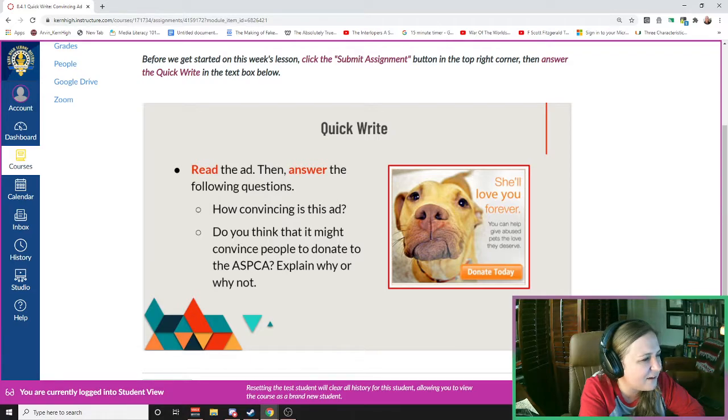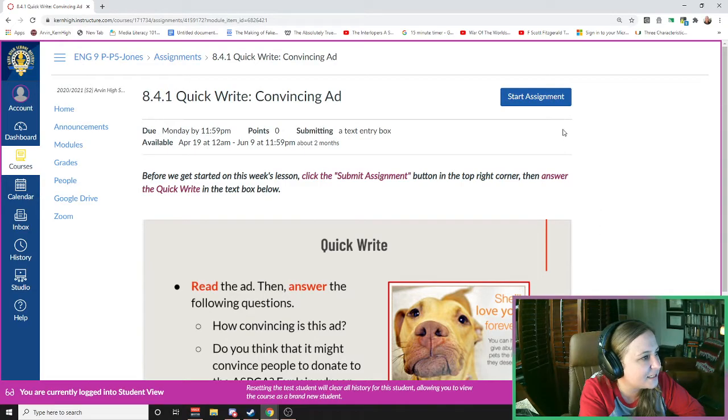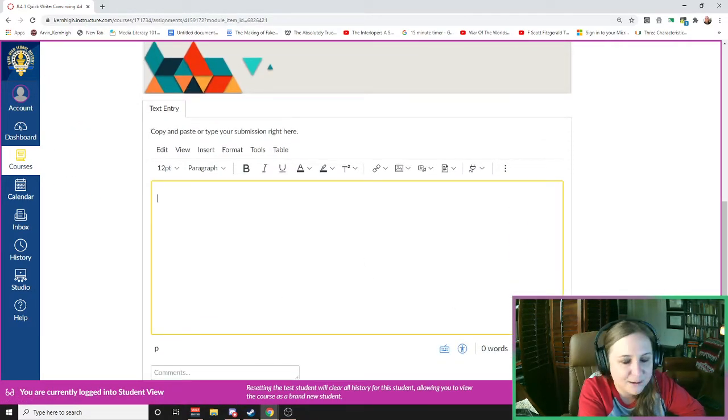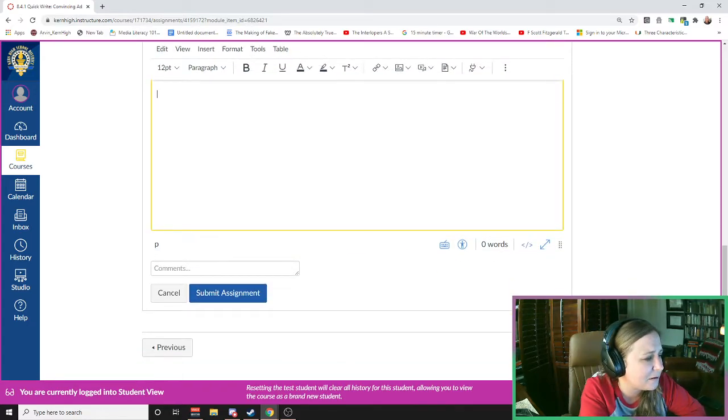I want you to evaluate this advertisement. It's got this cute little puppy on it, and it says, "She'll love you forever. You can help give abused pets the love they deserve. Donate today." So I want you to evaluate this ad and answer the 2 questions. It's a quick write, so if you click Start Assignment, the text box should pop up down at the bottom. Give yourself a good 3 to 5 minutes of writing here. I'm not looking for something super big, but I am looking for at least a paragraph. That's what you should aim to do here.